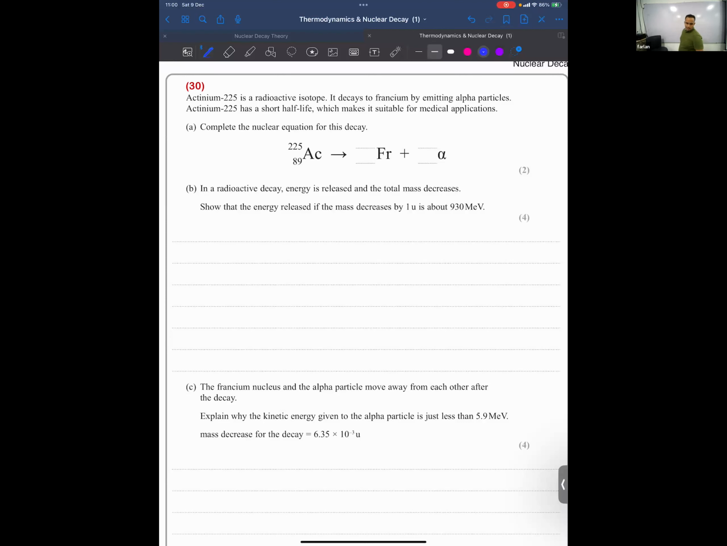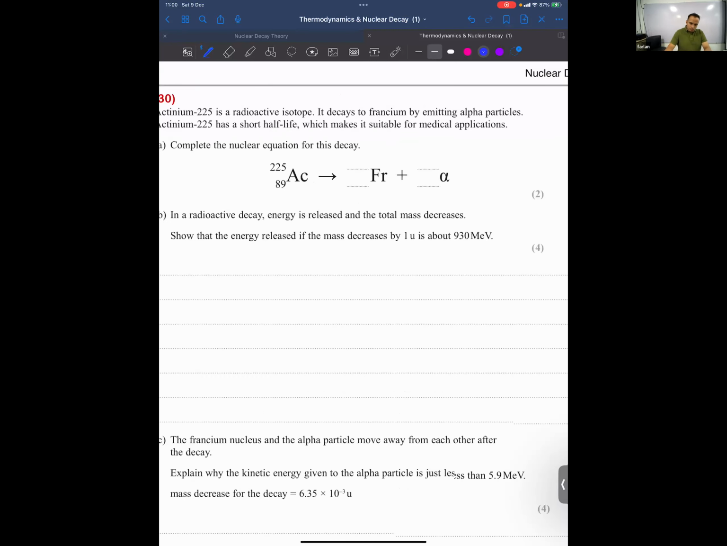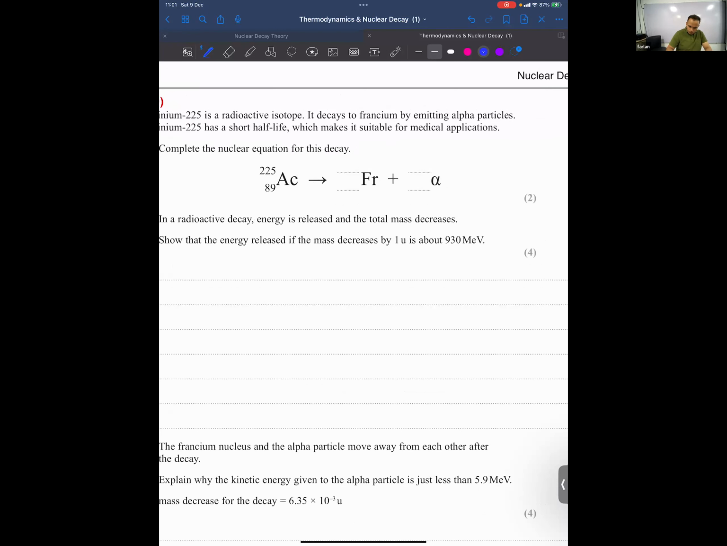Okay. Actinium-225 is a radioactive isotope. It decays to francium by emitting alpha particles. Actinium-225 has a short half-life, which makes it suitable for medical applications. Complete the nuclear equation for this decay. So guys, alpha particle is 2 protons and 2 neutrons, mass number 4. So 225 minus 4 is 221. 89 minus 2 is 87.